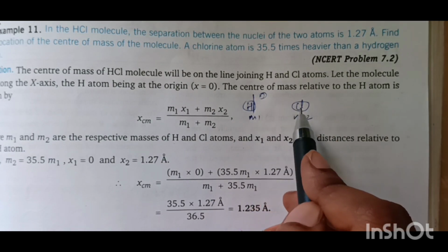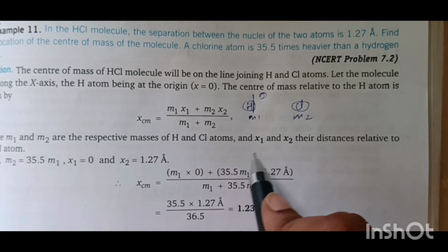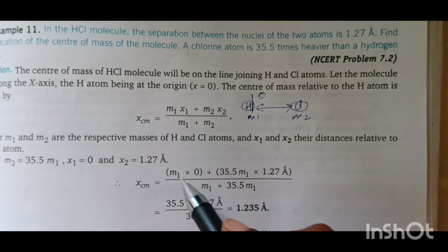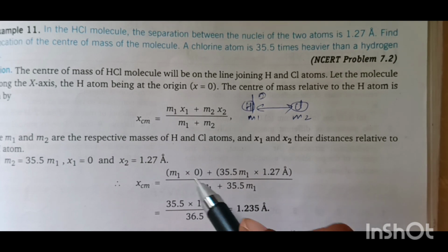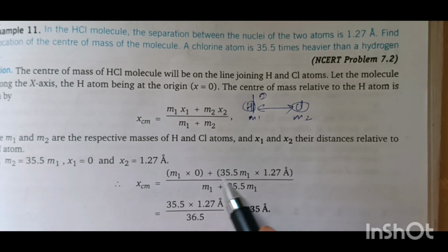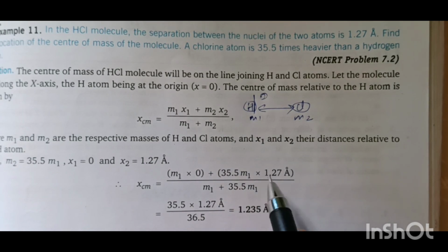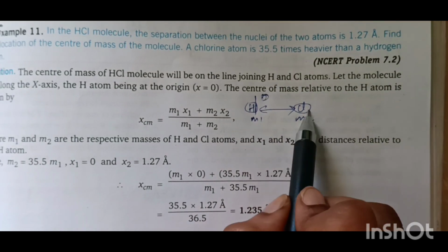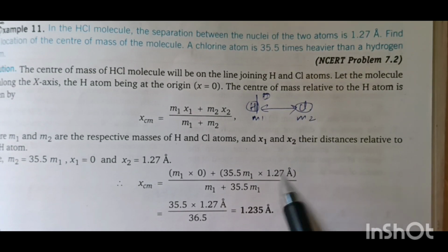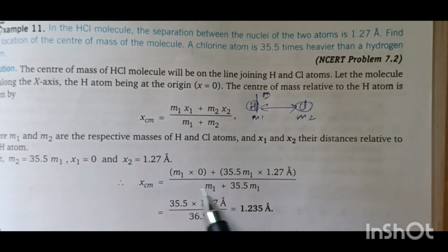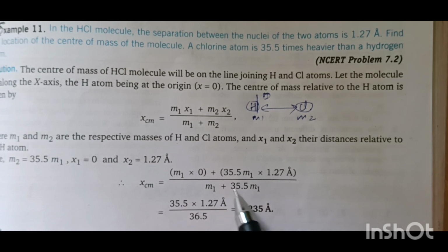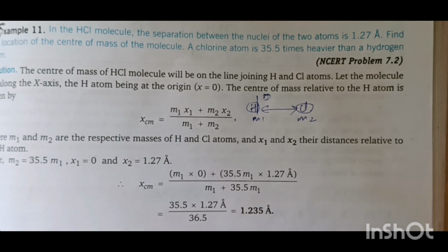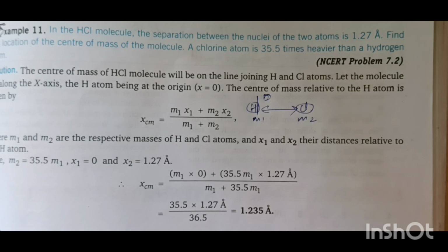And what is the distance of chlorine from the hydrogen atom? That is 1.27 angstrom. Now let us find xcm. So it is m1 into 0 because the position is 0, plus m2, that is 35.5 times m1, into the distance between them. From the reference 0 point we have to take the distance, and we are taking it as 1.27 angstrom, divided by m1 plus m2. That is 35.5 m1 plus m1, so that is 36.5 m1. On solving you get 1.235 angstrom. So this is the position of the center of mass.